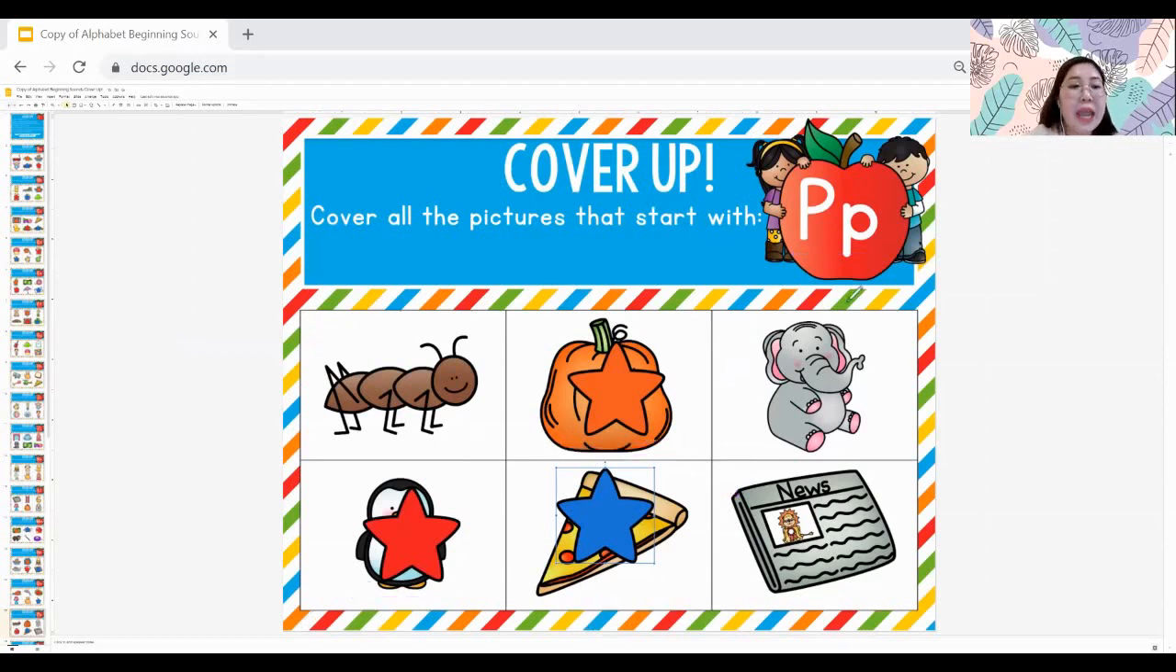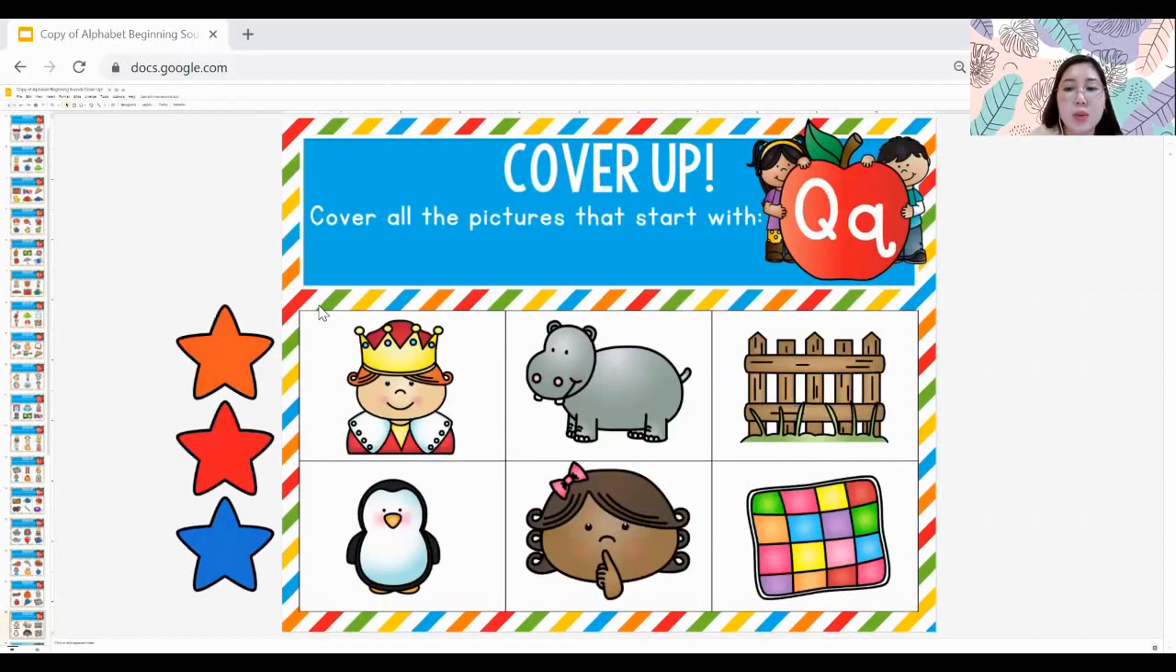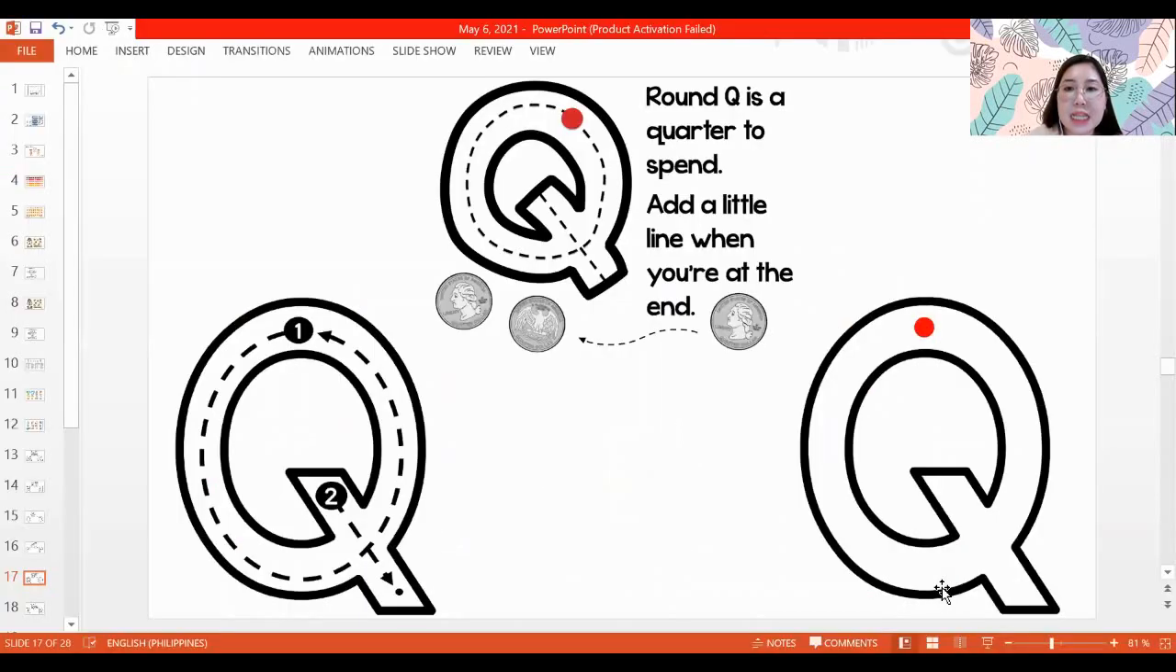Done with the letter M, N, O, P. Let's proceed to the letter Q. Capital letter Q. Round Q is a quarter to spend. Add a line, a little line when you're at the end. So it's just like making letter O, but then with a slanting line in the bottom.